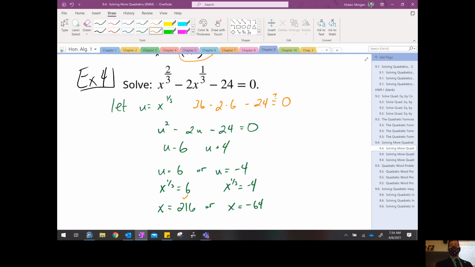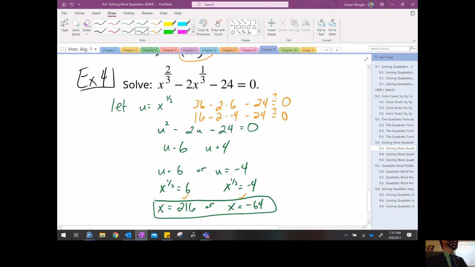-4 squared is 16. So minus 2 times the cubed root of -64, which we said is -4, and then minus 24. Does that equal 0? Well, -2 times -4 is +8, so that's 16 and 8 makes 24. 24 minus 24 equals 0 indeed, so both of those answers check out. No extraneous solutions there. That one's a little bit tougher because it's got the fractional exponents.